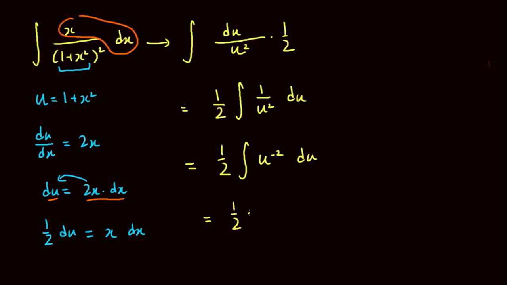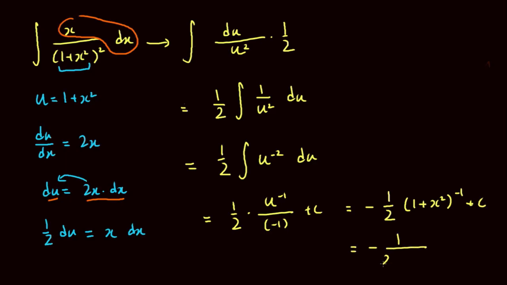leaving us with half times u to the power of negative 1 over negative 1 plus c. As we simplify it back, it becomes negative 1 over 2 times (1 plus x squared) to the power of negative 1, plus c, which is simply negative 1 over 2(1 plus x squared) plus c. So this is your final answer.